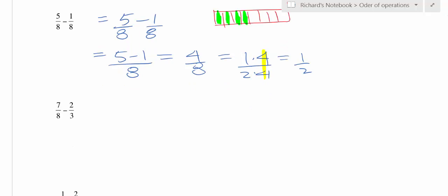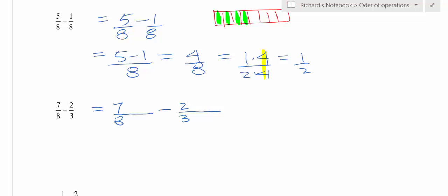Okay, so now I've got two other fractions. 7/8 take away 2/3. Well, I gotta have the same denominators in order for me to subtract. So what I need to do is make that happen. Well, I'm going to use the same strategy for finding a common denominator that I used in addition. Here we go. 7/8, that's 7, big fraction bar, over 8, minus 2, big fraction bar, over 3. Now I've got to find a multiplier.